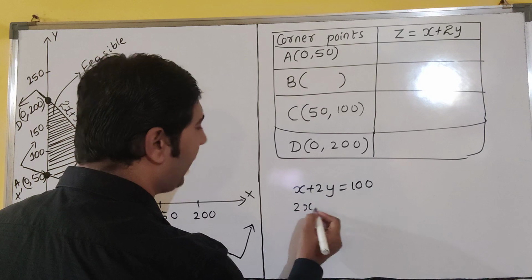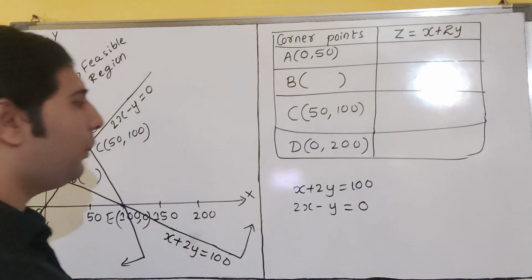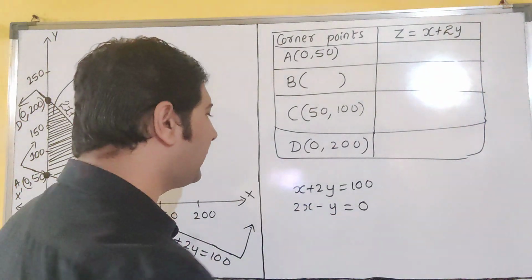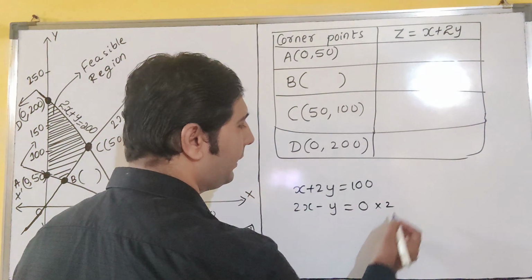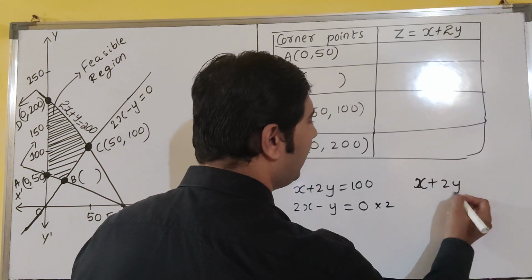So you have to solve both the equations. So 2x minus y is equal to 0, dear students. Now I will cancel this one, I think. Y I will cancel, I will multiply by 2 for this. So now what will happen? Here you see x plus 2y is equal to 100.